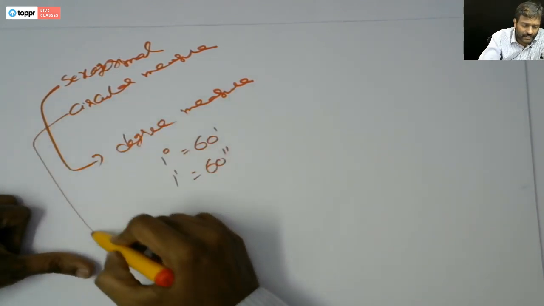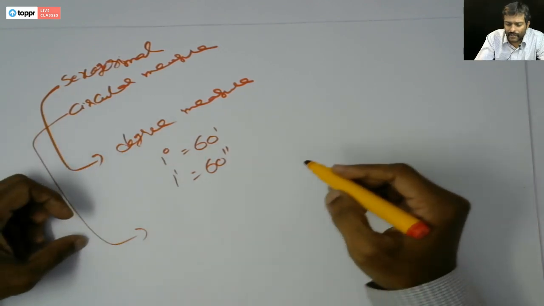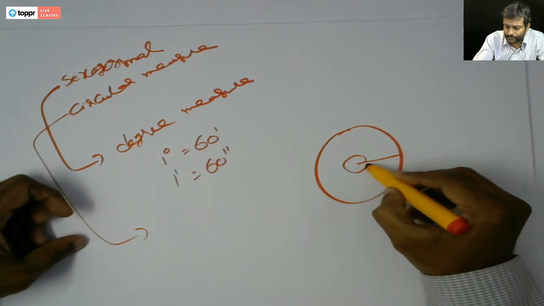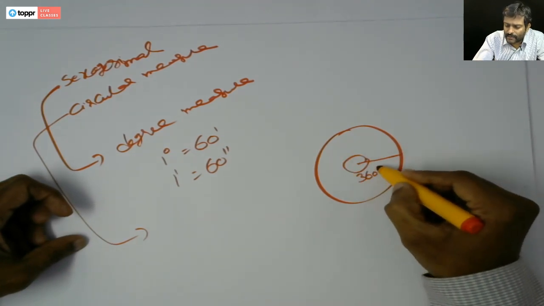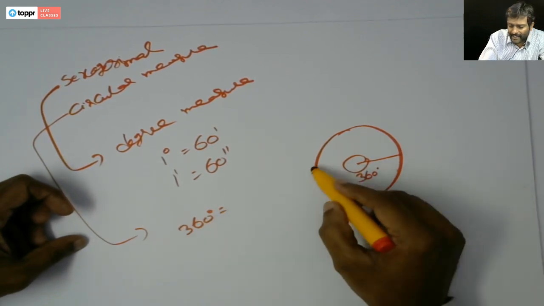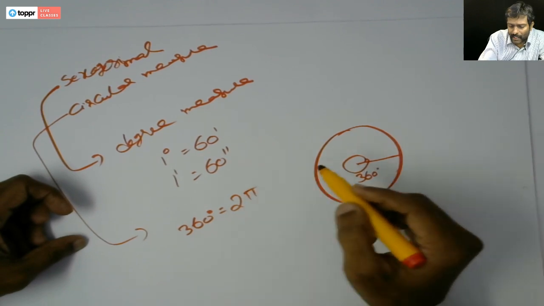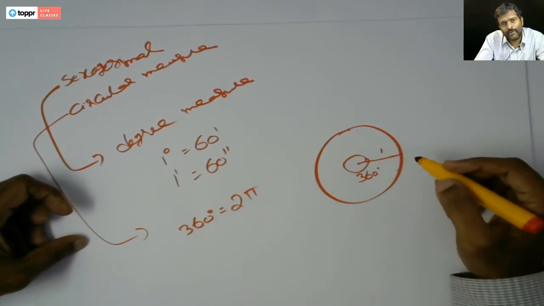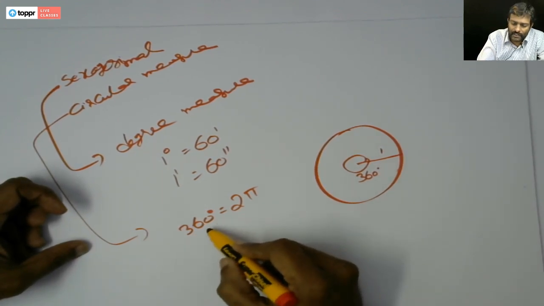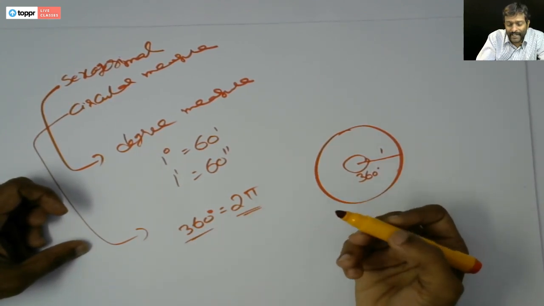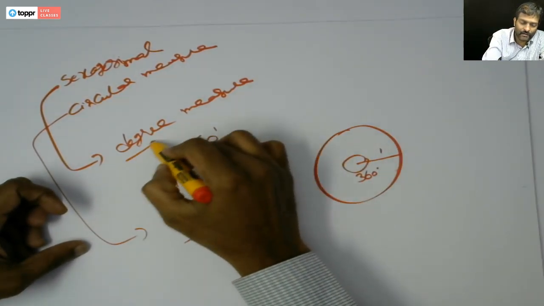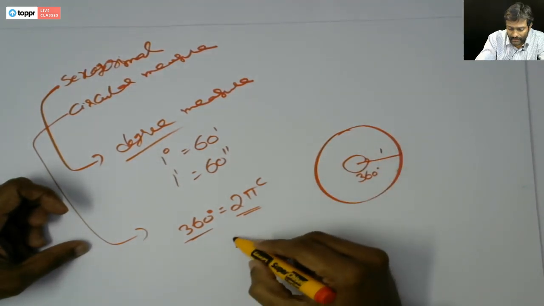And the circular measure is nothing but, when we talk about a circle, what is the angle at the center of the circle? This is 360 degrees. So 360 degrees corresponds to an arc length of 2 pi r, and if I take the radius as 1 unit, then 360 degrees is equal to 2 pi radians. In a circle we call the angles radians. Here we call them degrees. We read it as radians.